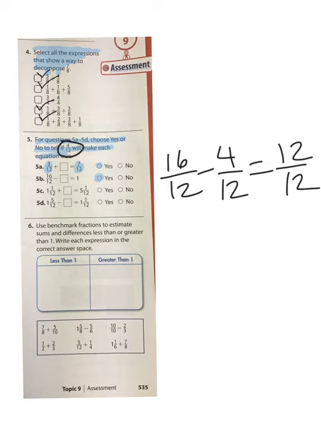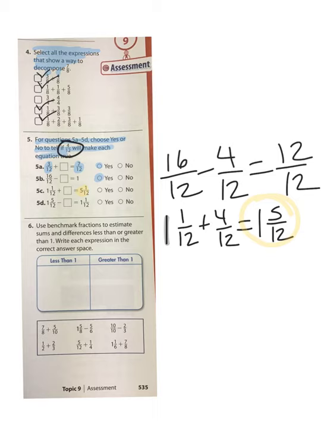All right, here's where it gets a little tricky. We have 1 and 1/12. Well, if I have 1 and 1/12 plus 4/12s, I'm going to end up with 1 and 5/12s. And over here, it says 5 and 1/12. Well, that doesn't work because the answer is 1 and 5/12, not 5 and 1/12. So this one would be a no.